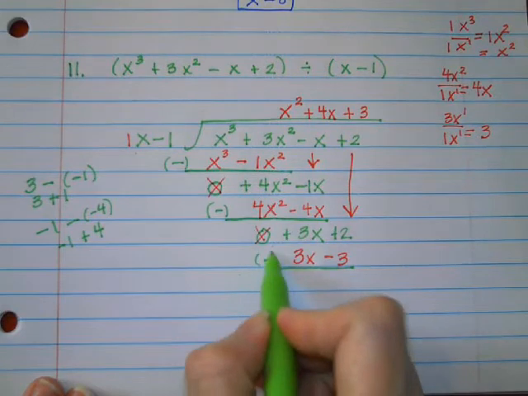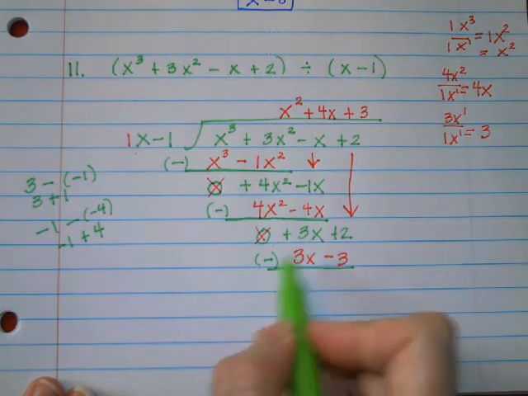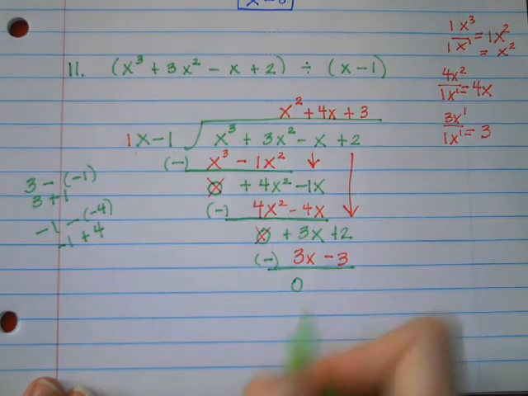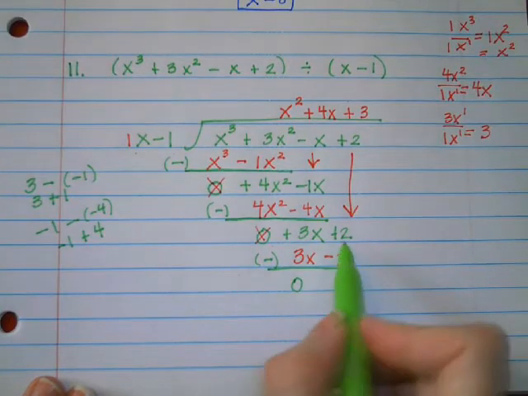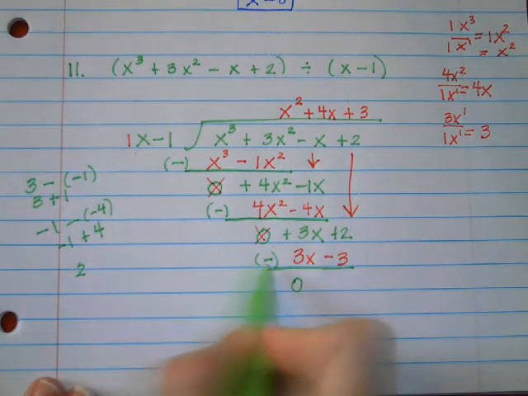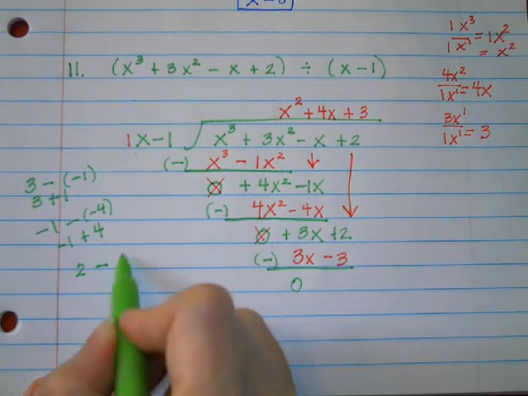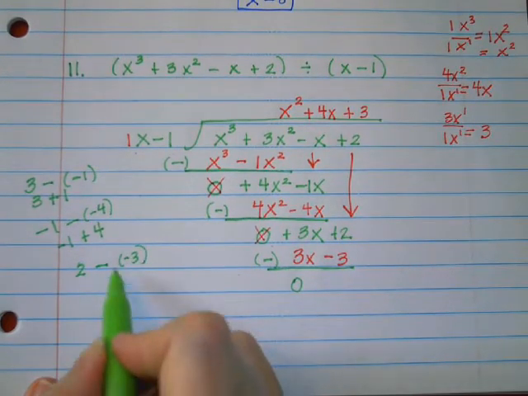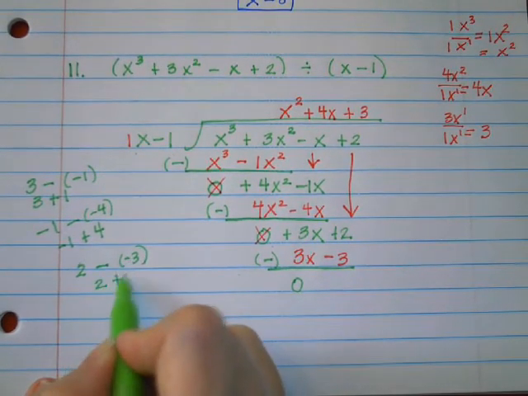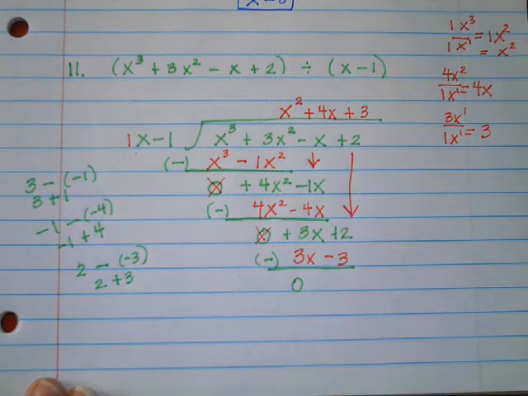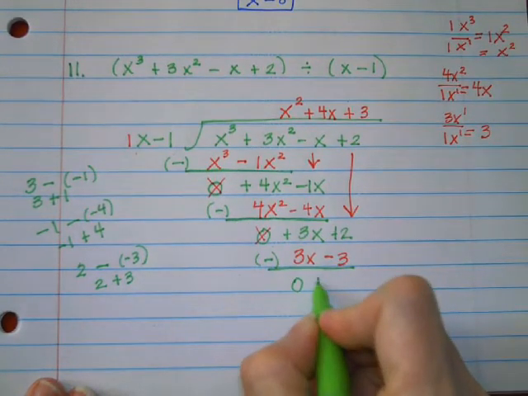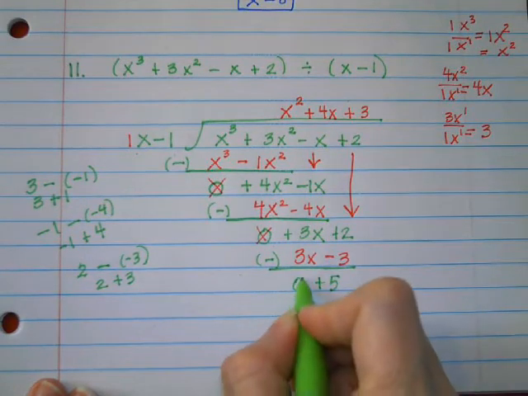So remember, we subtract all columns. So 3x minus 3x is 0. We got a positive 2 up here, minus a negative 3 down here. Remember, the minus minus makes a positive 3. So it's like 2 plus 3, which is a positive 5. And we really don't need this 0.